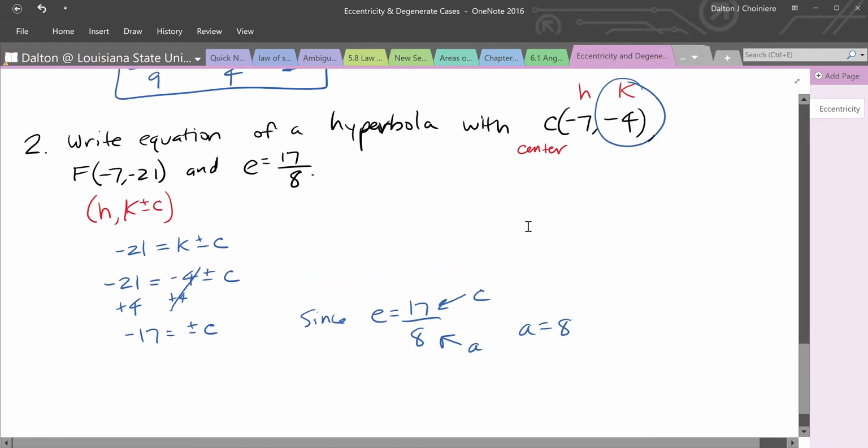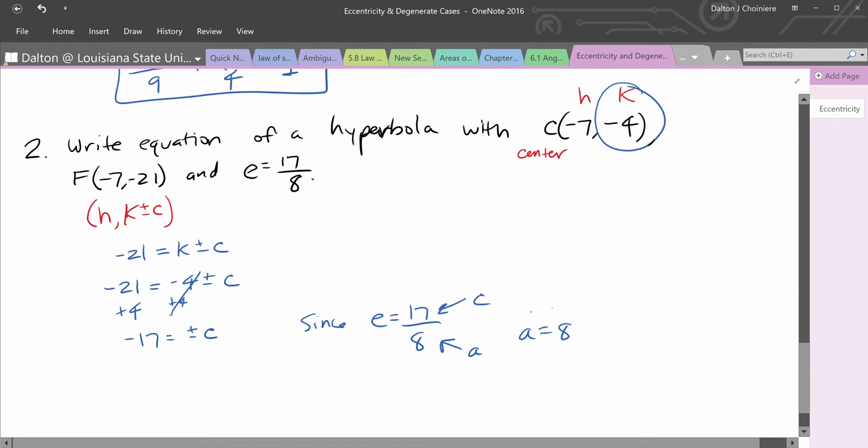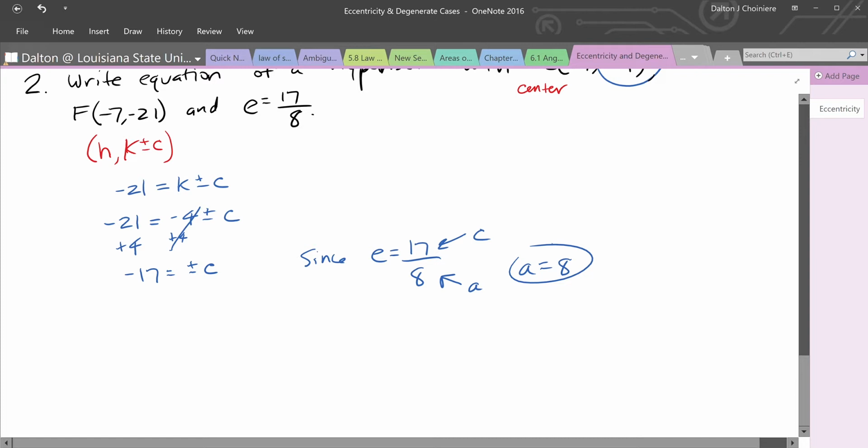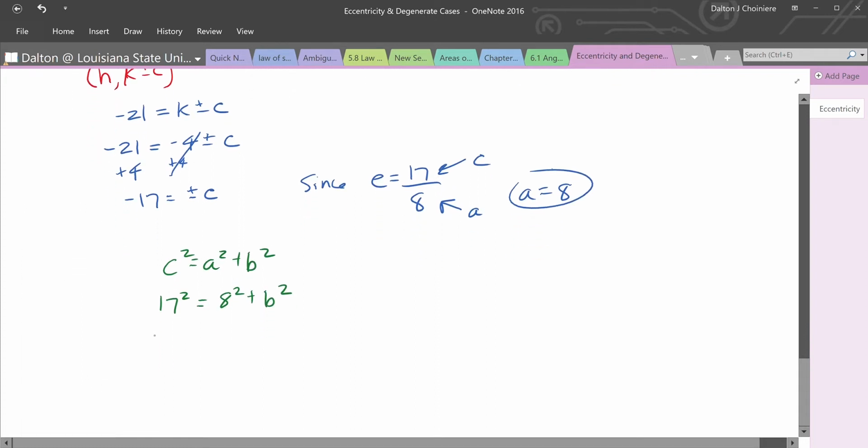Okay, so let's recap. I've got H and K, I've got A. The only other thing that I need to write the equation of my hyperbola is B. And the relationship for A, B, and C in a hyperbola is C squared is equal to A squared plus B squared. So we know that C squared, 17 squared, is equal to A squared, which is 8 squared, and then we don't know what B squared is. 17 squared is 289 equals 8 squared is 64 plus B squared. Subtract 64 from both sides. B squared is equal to 225, which when you take the square root implies that B is going to be plus or minus 15. And there you've solved for B.